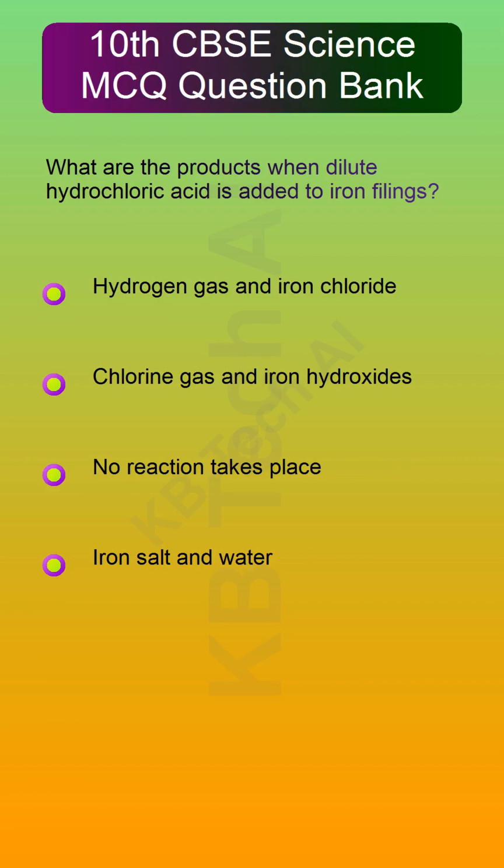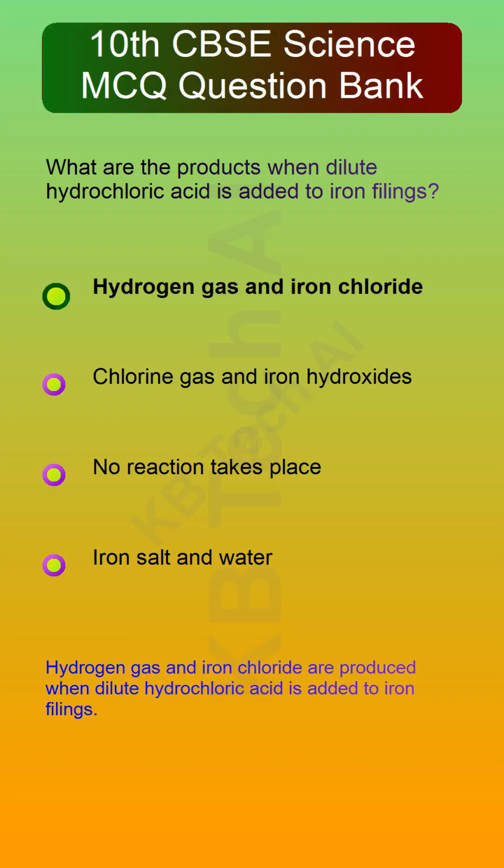What are the products when dilute hydrochloric acid is added to iron filings? Option 1, hydrogen gas and iron chloride. Option 2, chlorine gas and iron hydroxides. Option 3, no reaction takes place. Option 4, iron salt and water. The answer is, Option 1, hydrogen gas and iron chloride.